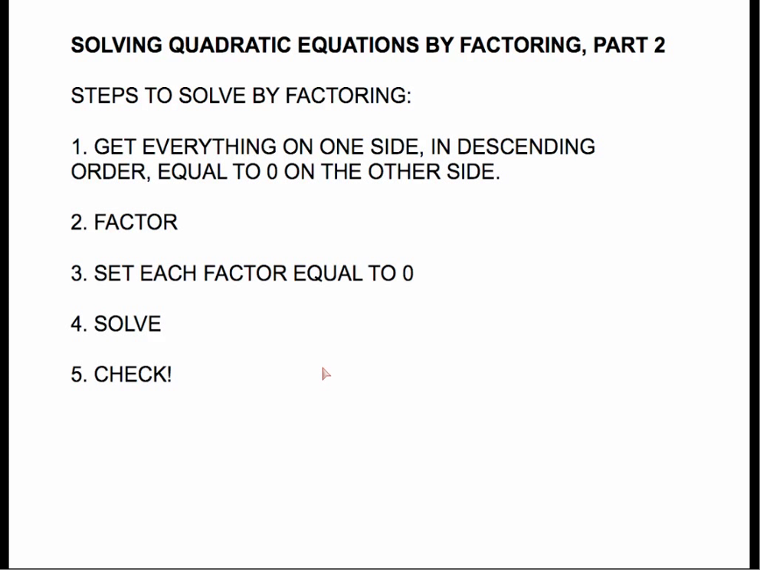Then you factor, set each factor equal to 0, solve each of those little mini equations, and then be sure you check because you might make a goofy arithmetic or sign mistake. So those are your steps for solving quadratic equations by factoring. We're going to do some more of those equations, just a little more complicated than they were in the first part. Take 6x squared equals 8x.